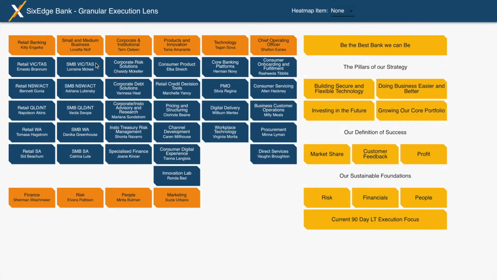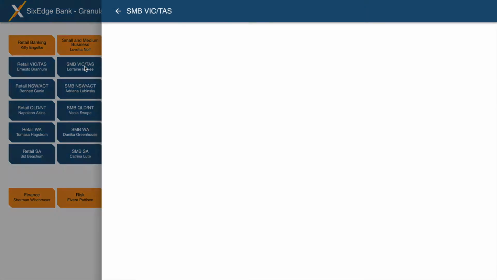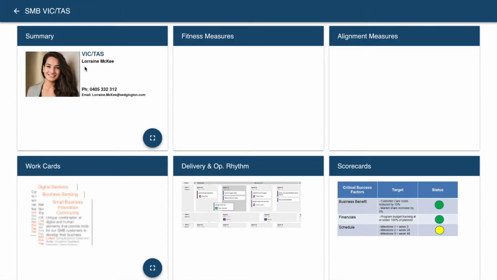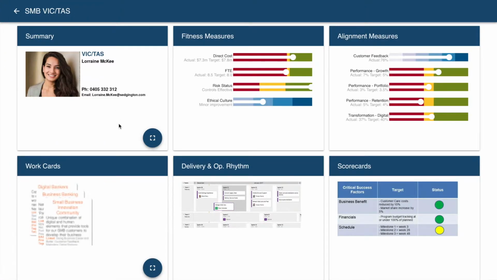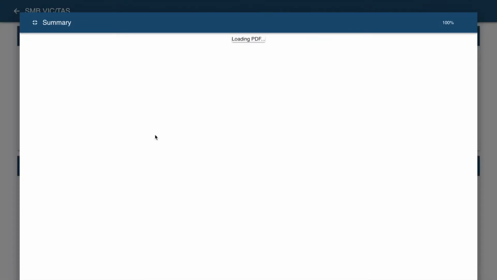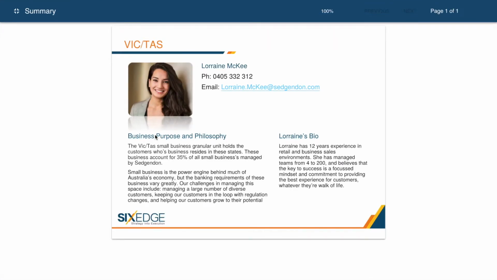Next, let's look at some examples of key data at the leadership level. Clicking on Lorraine shows some standard views. This 6-tile layout is configurable. We'll start at the top left. This is the summary or leadership tile. In our example, there's a photo, bio, and business purpose statement.